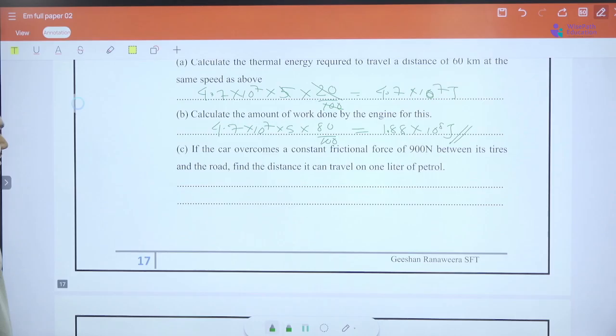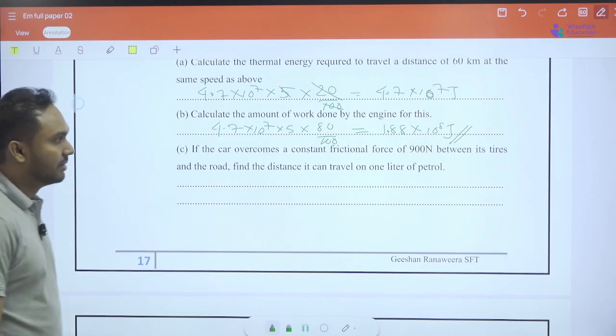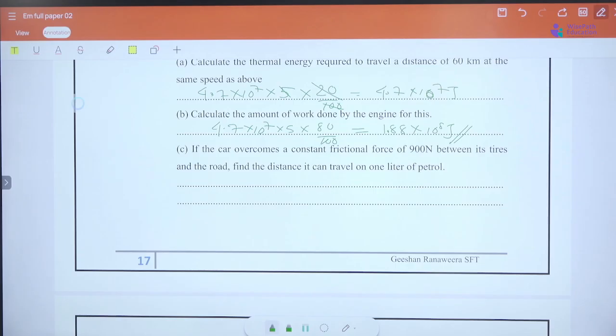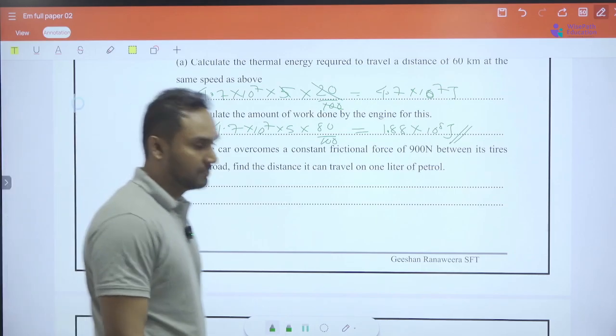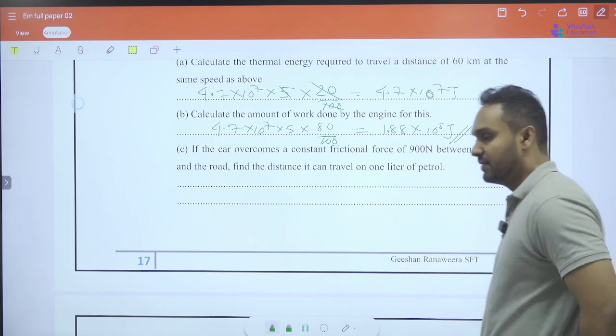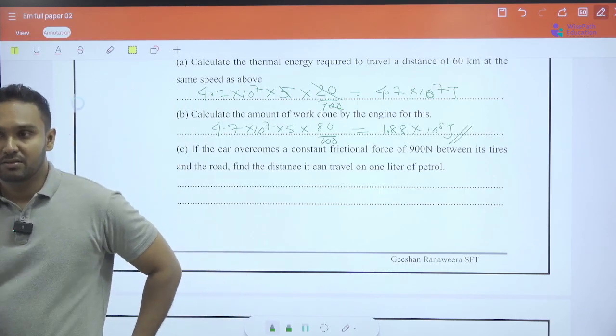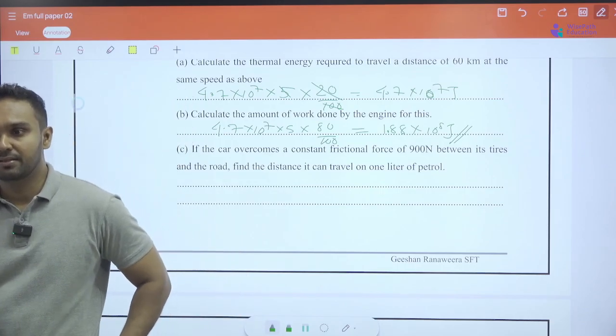If the car overcomes a constant friction force of 900 between its tires and the road, find the distance it can travel on 1 liter of petrol. Now come up with an idea, how do you apply? F into D, work done against the friction, and you have to equal it to something. F into D is equal to what?